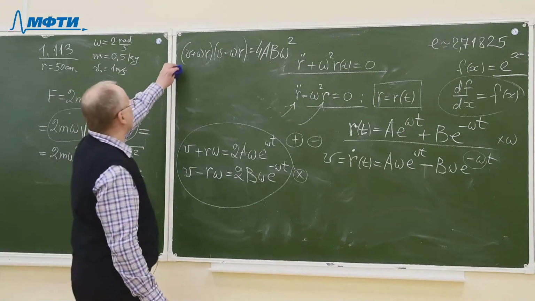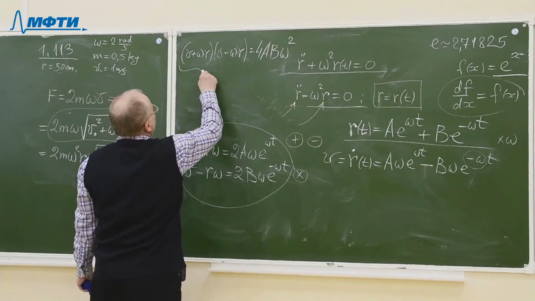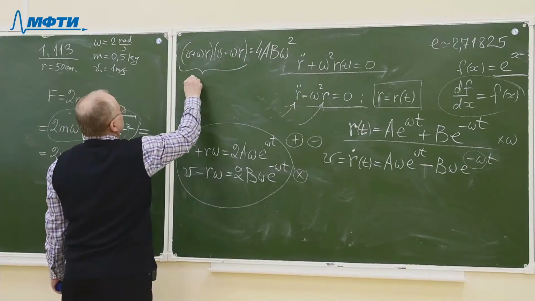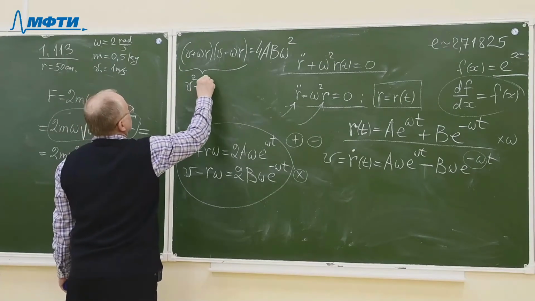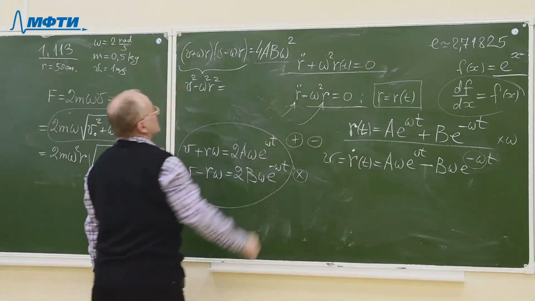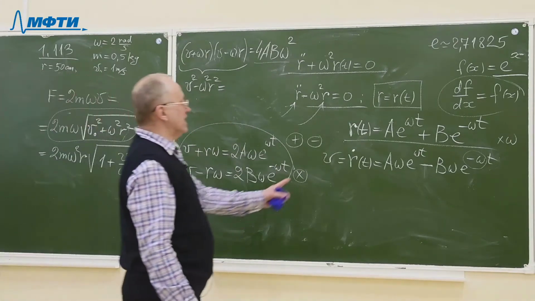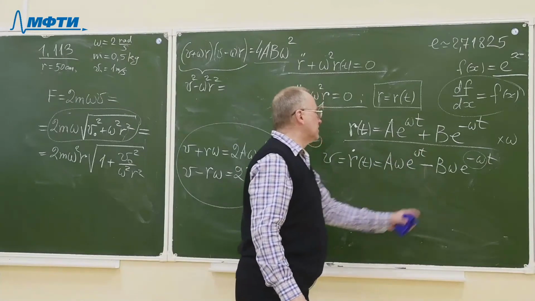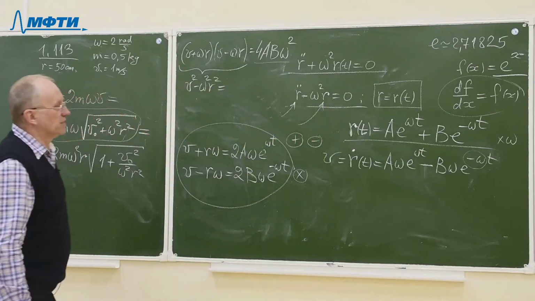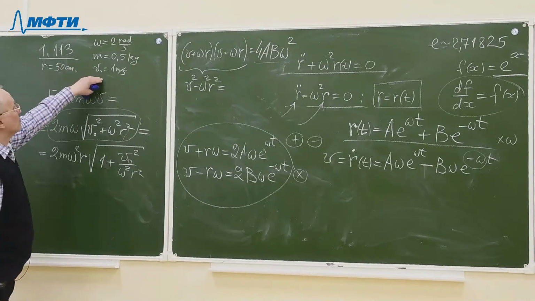In order to carry out further calculations, I will notice that this is just equal to v squared minus omega squared r squared, equal to this term. And also I will need to determine coefficients a and b. How can I do it? I will use the initial conditions given in the problem.